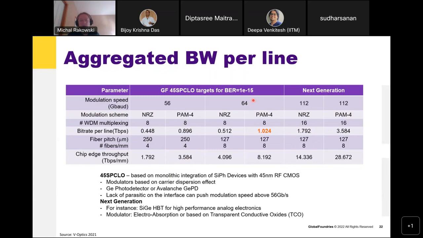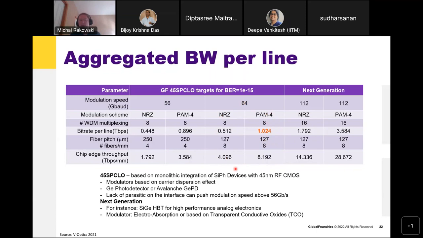We have already seen that photonic devices are capable of it. Detectors are over 60 gigabit per second, and with modulators, for instance LPN type, 64 gigabit per second shouldn't be a problem to achieve as modulation speed. And again, when we go between NRZ and PAM4, with PAM4 and the 8 channel WDM, we can already reach 1 terabit per second per line. And if we combine this with a 127 pitch fiber attachment and 8 channels, the total edge chip throughput could be 4 or 8 terabits per second per millimeter of the chip.